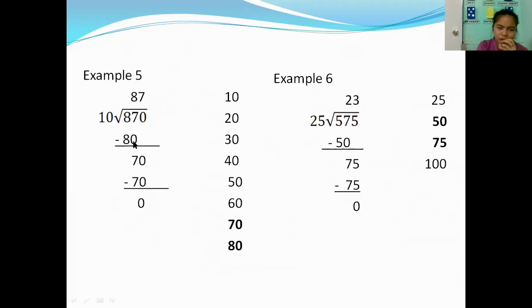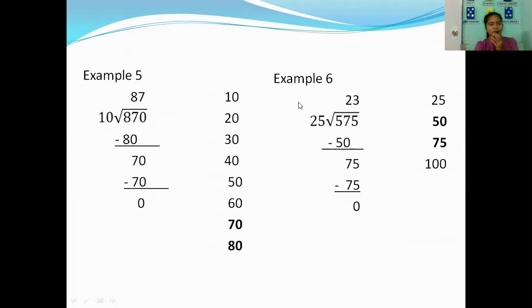87 minus 80 is 7. Then bring down 0. That's 70. Then we have 70 here in 7th place. That's why we write 7. 7 times 10 is 70. So that is 0. 70 minus 70 is 0. So 870 divided by 10 is 87.